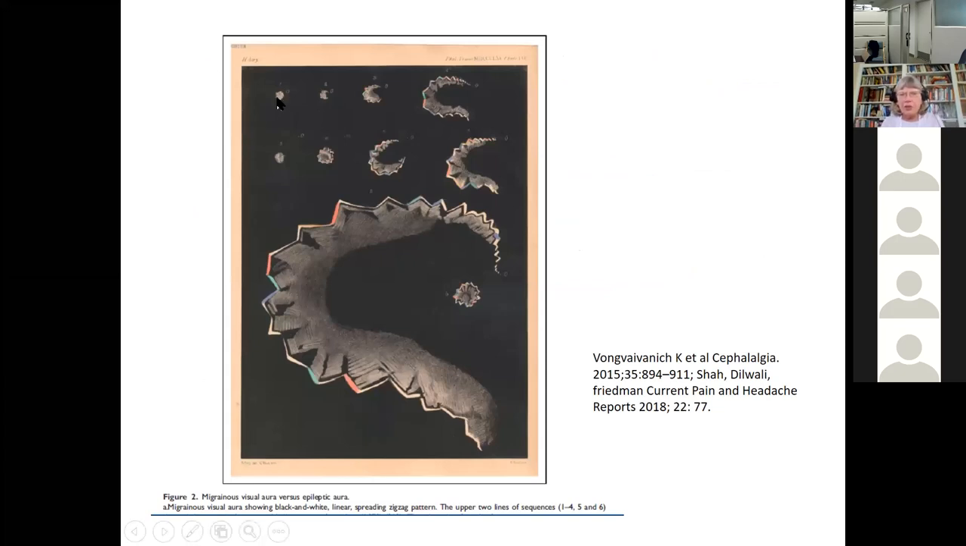This is a lovely demonstration again of a typical aura with the progression of the aura going off to the left side.